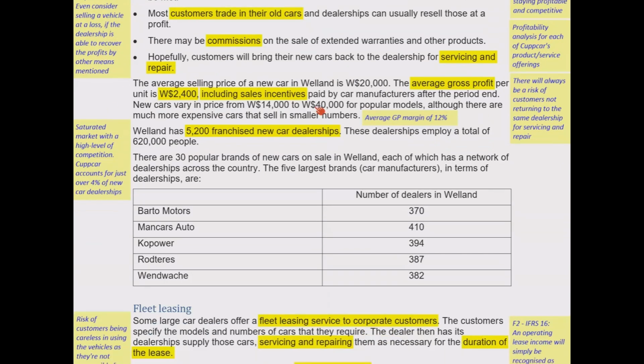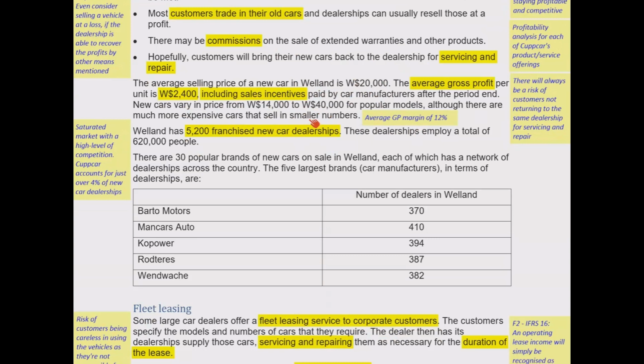Now, in the next paragraph, it gives us some important facts, I think, about the actual margin made on the sale of a new car. So the average selling price is $20,000. But it does point out that that is very much an average. More expensive cars can sell at way more than the top end of $40,000.